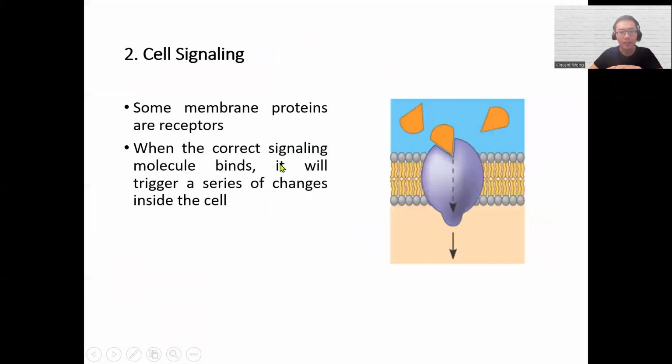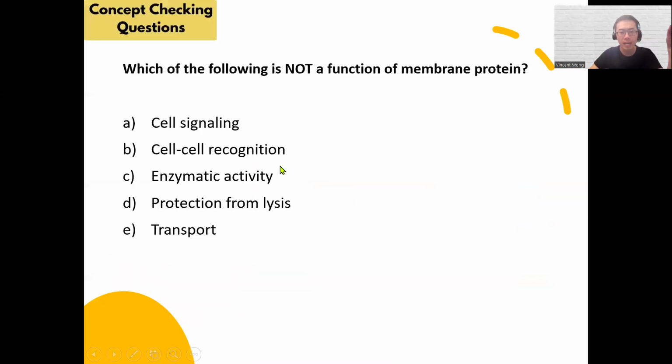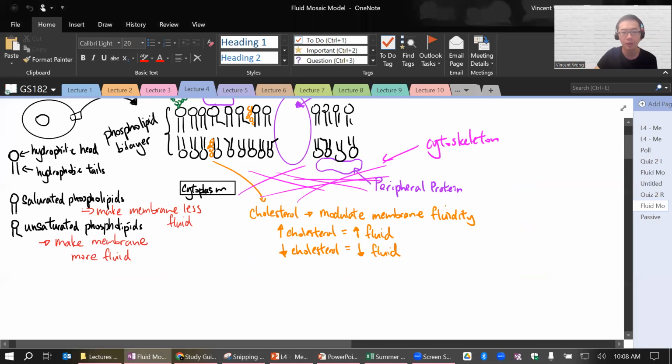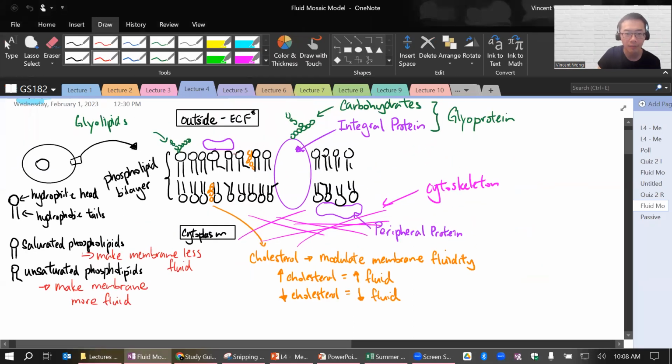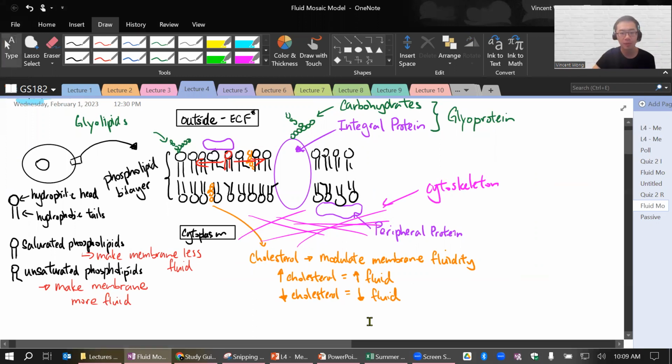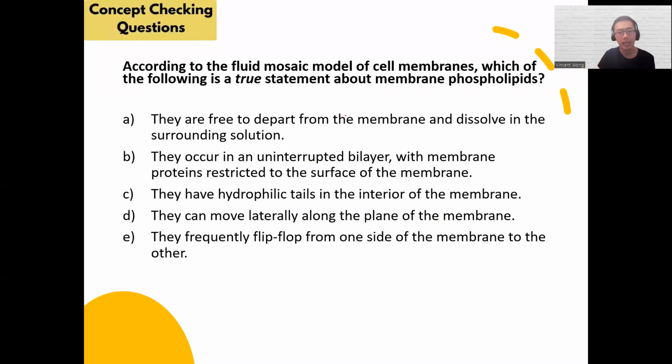What's really rare is for the phospholipid to flip from the outside to the inside. If I look at this picture again, if I paint this one red, it will move left and right, but it's not going to flip and go to the other side. Sometimes it could happen, but it's a very rare event. It's not going to do the flip-flop, but it's able to move sideways. So the true statement is D, and everything else is incorrect.